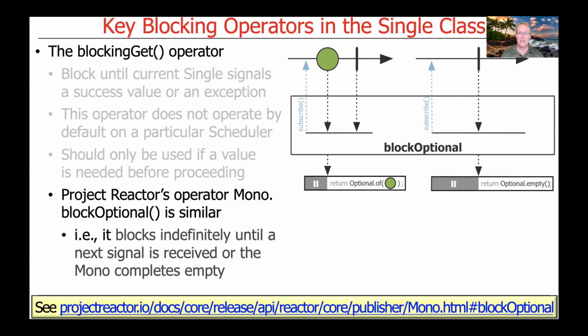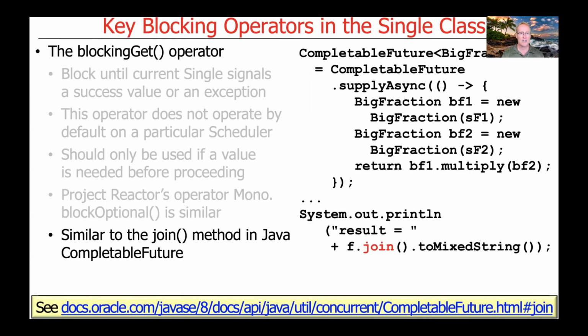Project Reactor has a Mono blockOptional operator that behaves very similar to blockingGet, in the sense that it blocks indefinitely until the next signal occurs or until the Mono completes empty. The main difference is if the Mono completes empty, what comes back is an Optional that's got no value in it, whereas if it completes successfully, you get an Optional that has a value. In contrast, blockingGet just returns the value, and if something doesn't come back, you'll either get an exception or you might get a null back. So using blockOptional eliminates the need to deal with null checks.